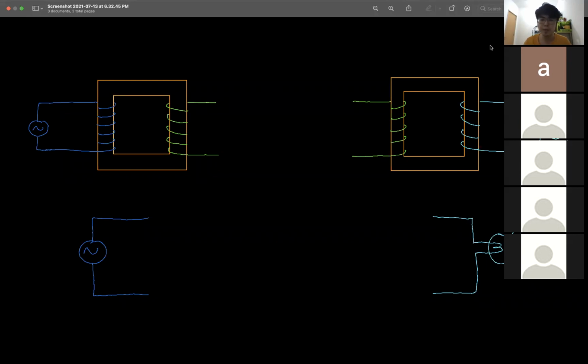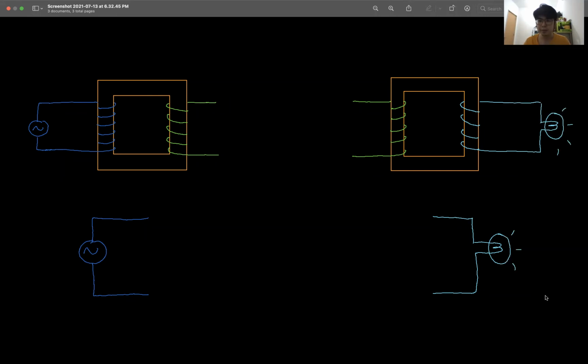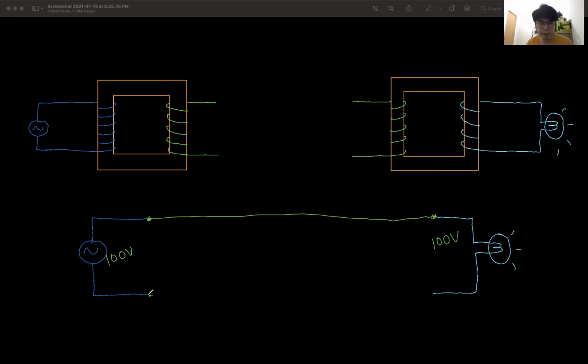You should be able to see a few drawings. Now, look at the drawing at the bottom. Let's say I want to power a light bulb here on the right. Let's say it needs 100 volt. There's a power supply very, very far away, and it also supplies 100 volt. How do I transfer the electricity from here to here? Can I just connect a cable like this?